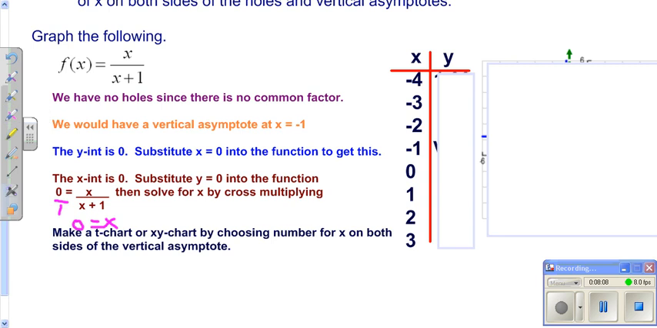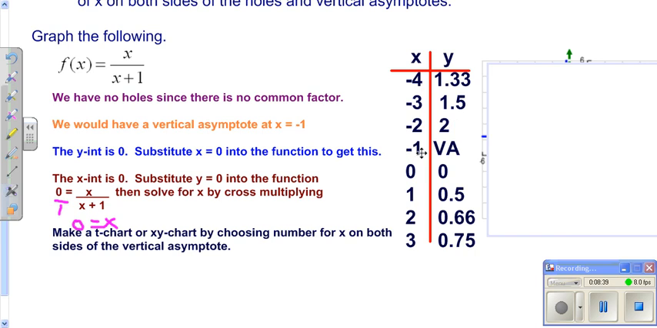Now I would go ahead and choose values on each side of my vertical asymptote, which is -1. So I'm going to take -1, choose values on each side of it, and plug those into my function up here. When I do that, I will get these values here out of my function. Then I need to plot these points. 4 to the left, a little more than 1 up. 3 to the left, 1.5 up. 2 to the left, 2 up.